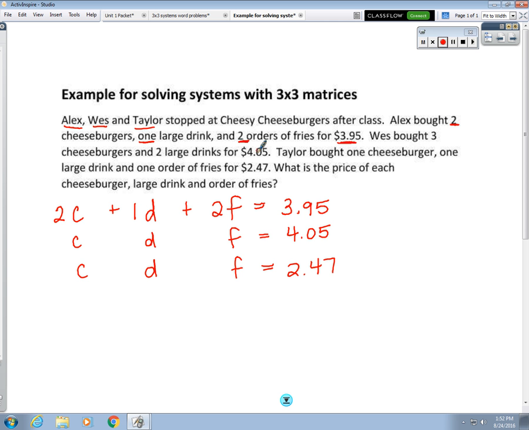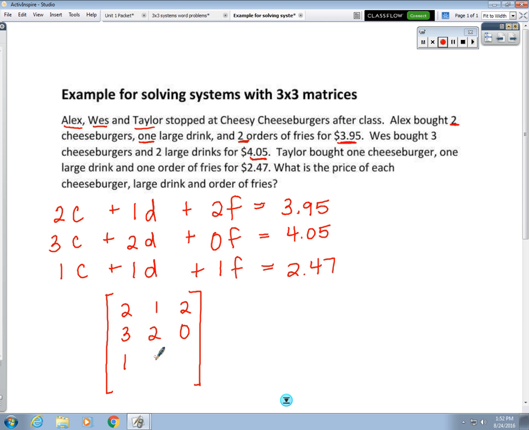Okay, when the total was $4.05, what was bought? You got 3 cheeseburgers, 2 drinks, and no fries. Okay, so you have to put 0. The 0 will have to be there in the matrix. Okay, and then when 2.47 was the total, what were your coefficients? 1 straight across. 1, 1, and 1. Now, the only difference is when you create your matrix, it's not going to be a 2 by 2, it's going to be a 3 by 3, so 2, 1, 2. Right, your answer will be a 3 by 1.